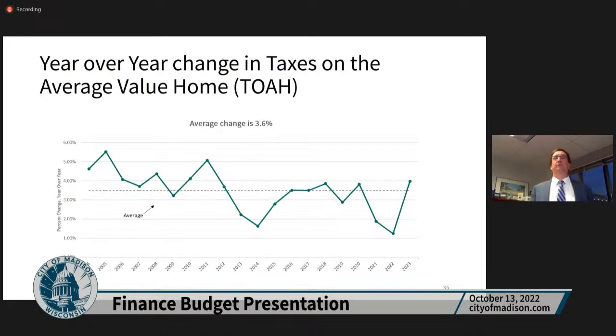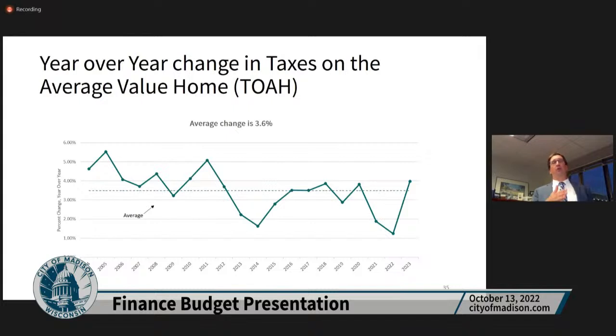So when we look not only at the total property tax levy, we take that calculated tax rate, the mill rate, and if we apply that to the average home value amount, so in the case of 2023, it's that $376,900. We get what's called a tax on the average value home.